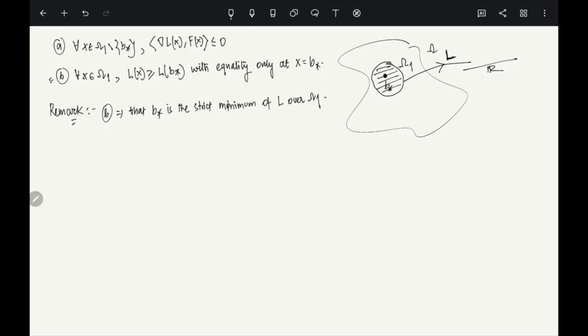Now this is the B. So this is very important: strict minima. I will show you why it is important. We cannot omit this strict part. And what does A imply? Let's look at this.